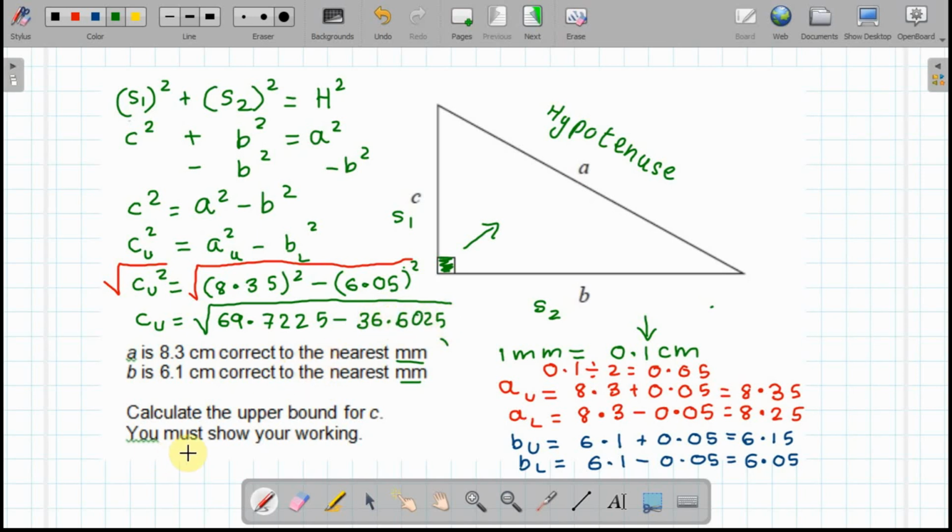And then if I square root the answer, I get 5.754997828. That is the upper bound of C. Now we're going to try the next question.